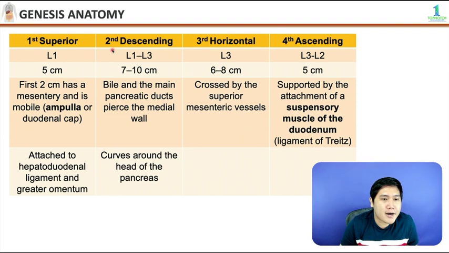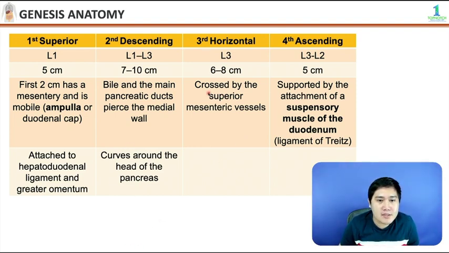Your second part is the one that is pierced by the bile ducts and the main pancreatic ducts, specifically at the medial wall. So, it will receive the bile. Also, the second part is the one that curves around the head of the pancreas.